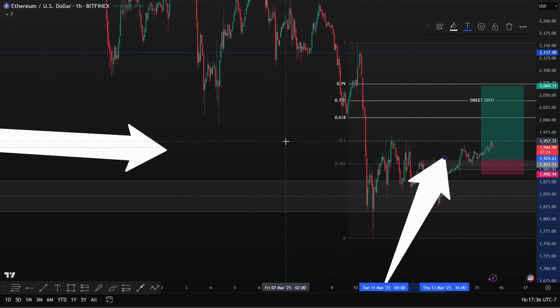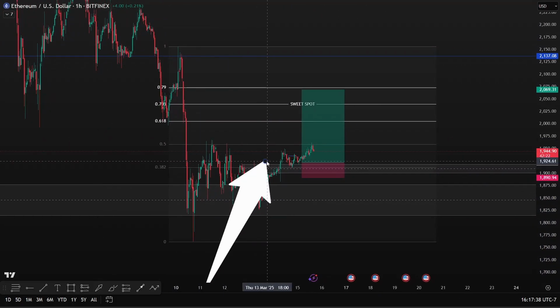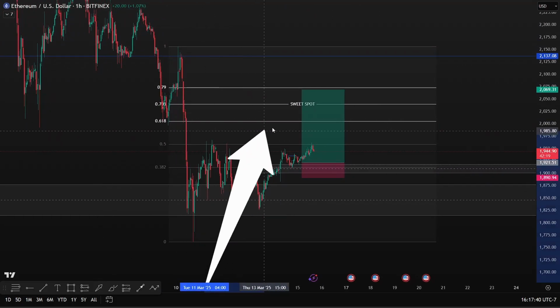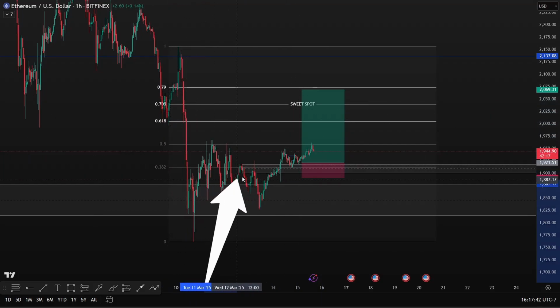So hopefully that explains how I got into this trade, and explains a little bit about the sweet spot and the Fibonacci and how to use order blocks and breakers.